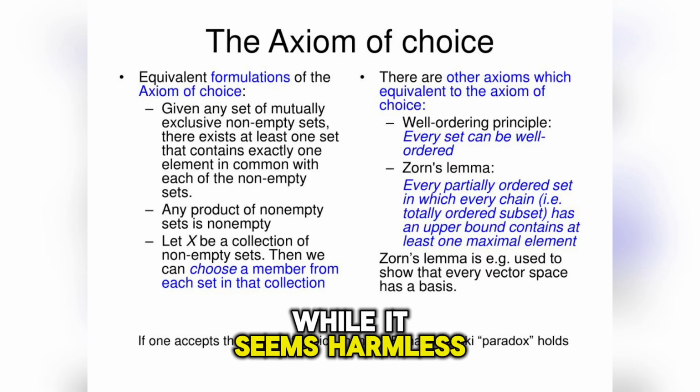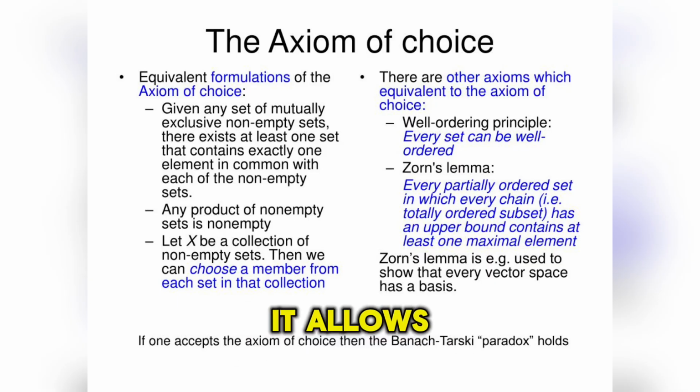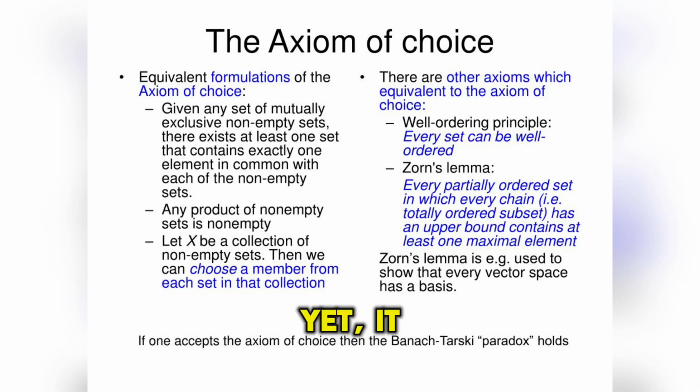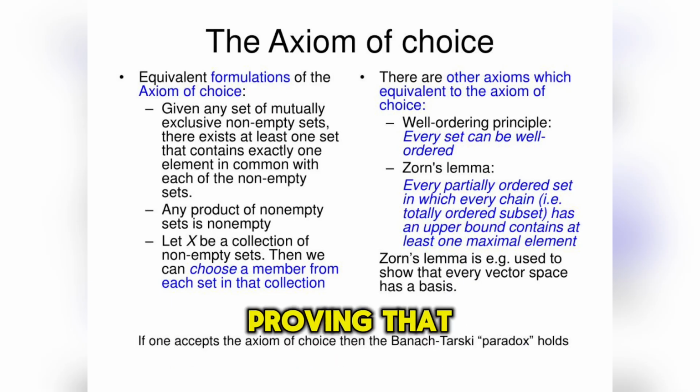While it seems harmless, it is the engine behind many non-intuitive theorems. It allows us to compare the sizes of any 2 sets and ensures that every vector space has a basis. Yet, it also allows for the paradoxical doubling of spheres, proving that in the infinite realm, the ability to choose is a formidable power.